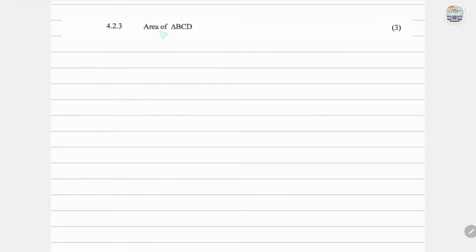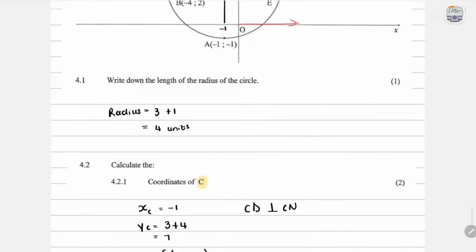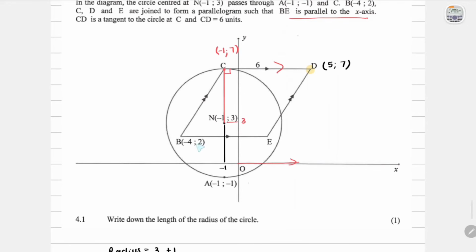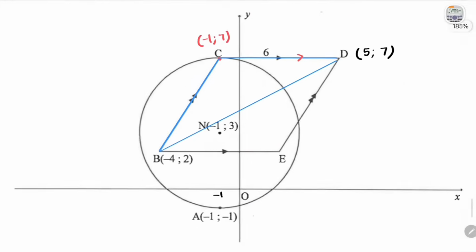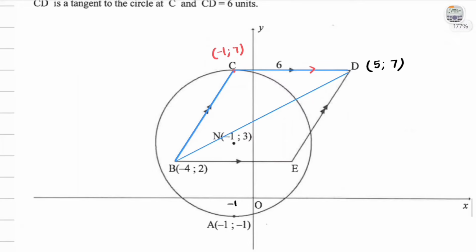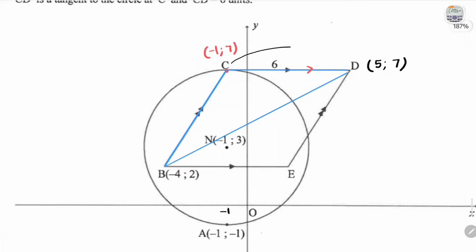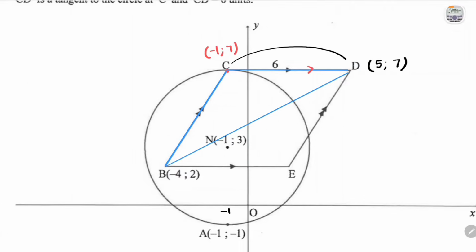Question 4.2.3 says we need to find the area of triangle BCD. So let's go ahead and draw that. That is going to be B to C to D, so this triangle over here. So first, always try to use half base times height before using any other one, because it's the simplest way to find the area of a triangle. So do we have a base? Yes, we can use CD as the base of this triangle. It's 6 units. Do we have a height?